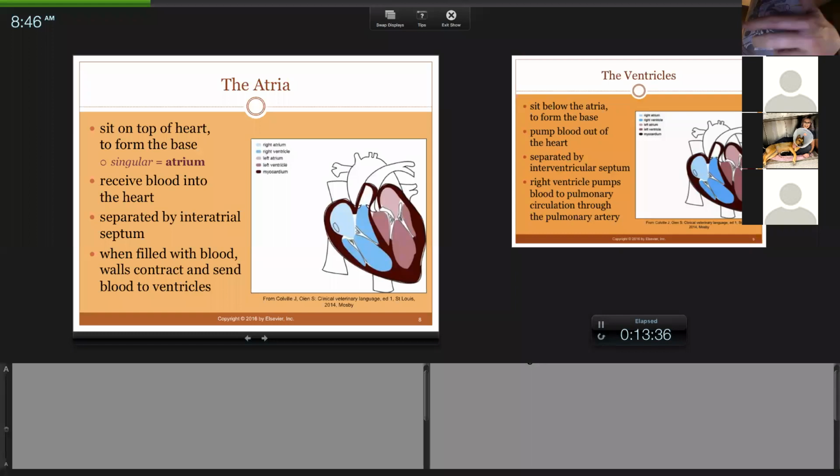So the mitral valve has an L in the name that tells you left. Okay.